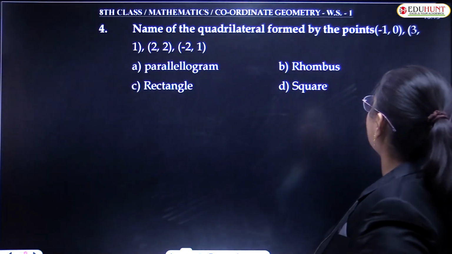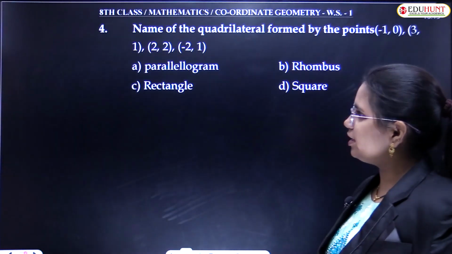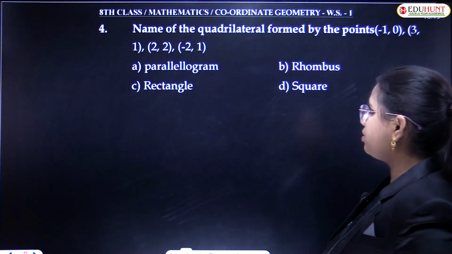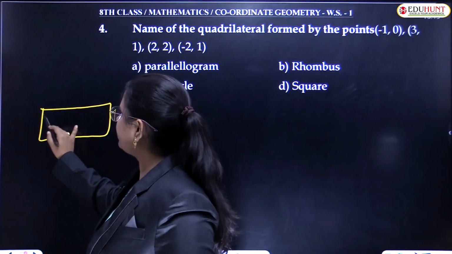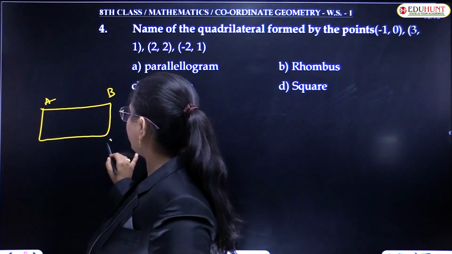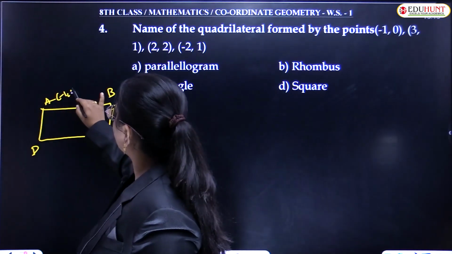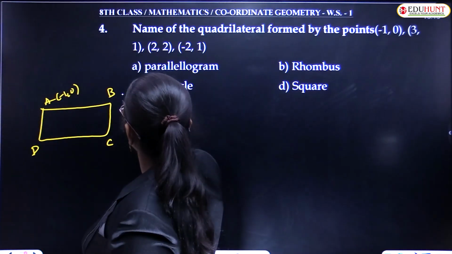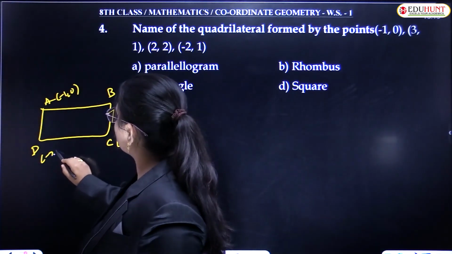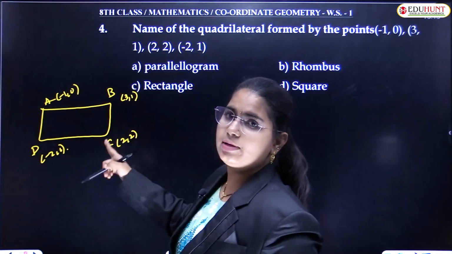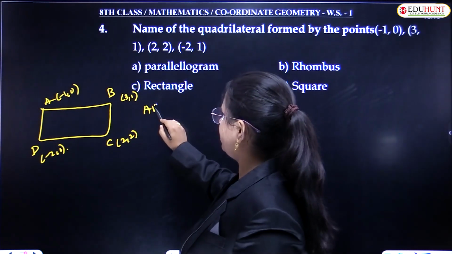Name of the quadrilateral formed by the points minus 1, 0, 3, 1, 2, 2, minus 2, 1. Let me take any quadrilateral. A quadrilateral is a four-sided figure. Let me take any quadrilateral A, B, C, D. So what are the points which have been given? Minus 1, 0 and this is 3, 1. This is 2, 2 and this is minus 2, 1. So you need to mention what type of quadrilateral it is.